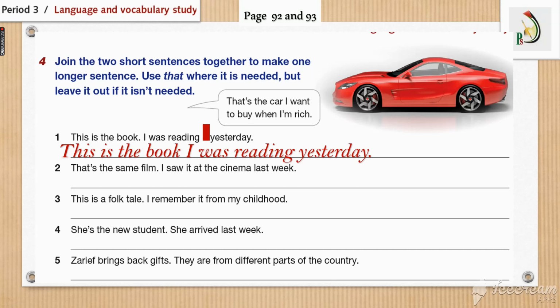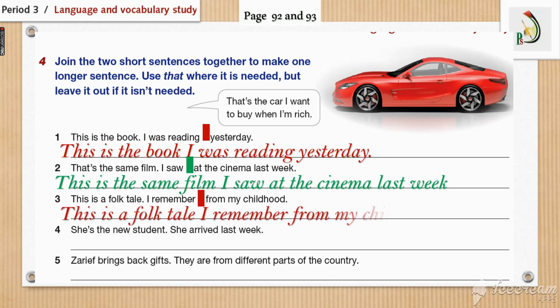That's the film. That's the same film. I saw it at the cinema last week. What will you remove? You will remove it and you will write, that's the same film I saw at the cinema last week. This is a folk tale I remember from my childhood.